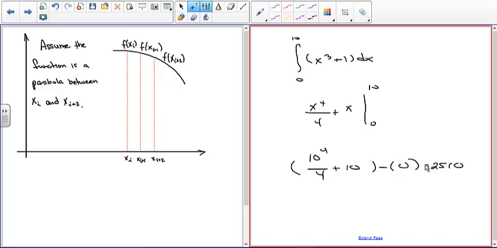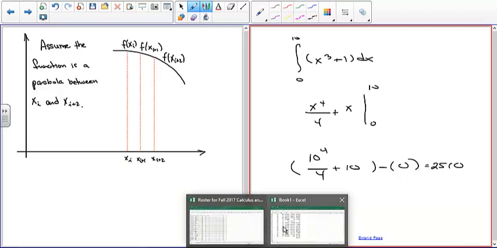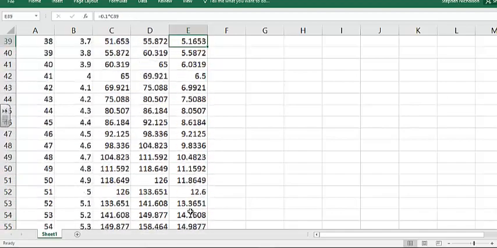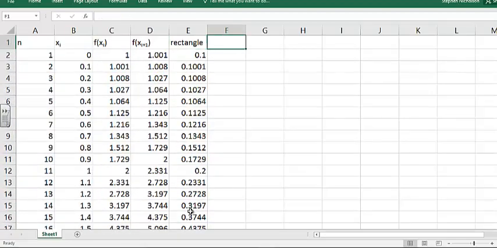So if we go back to Excel, my approximate solution was 2,460. Okay, so I'm a little low. And that was using 100 rectangles. Okay, so not bad though, right? I'm close to 2,500. So that's probably my worst approximation. The next thing I'm going to do is a trapezoid. So we'll put that in trapezoid.